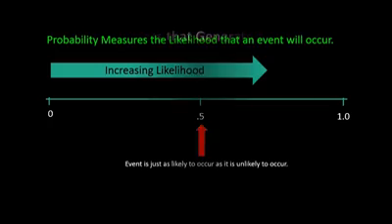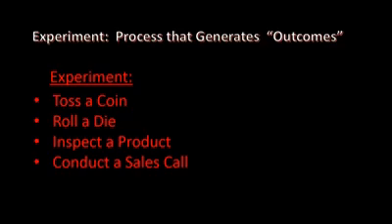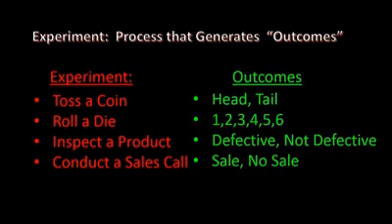As part of our discussion on probability, we have to define an experiment. An experiment is a process that generates well-defined outcomes. So for example, we might define an experiment as tossing a coin, rolling a die, inspecting a product we sell, or conducting a sales call. Each of these experiments would produce an outcome.